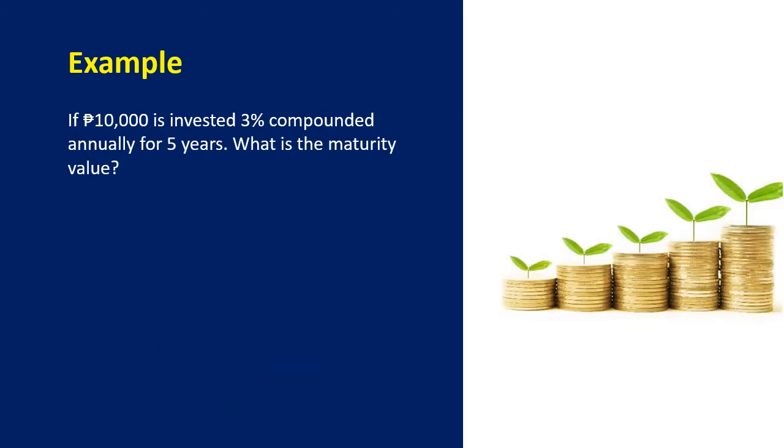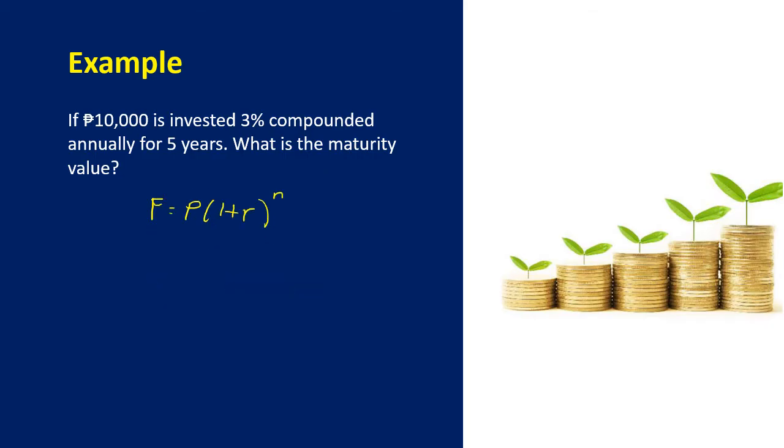Let us now consider this problem. Suppose 10,000 is invested at 3% compounded annually for 5 years. What is the maturity value? Alright, so it's just saying that the rate is 3%, 0.03. Principal amount is 10,000. What is our formula for the maturity value or future value? That's principal times 1 plus r raised to n.